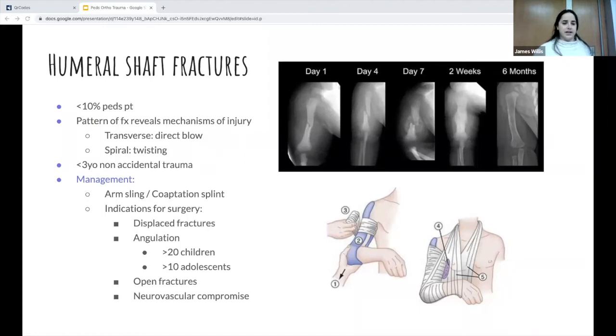Management will be an arm sling, or you can also do a coaptation splint, which is the one I'm showing down here. If it is displaced, has an angulation of more than 20 in children or more than 10 in adolescents, if it is open, or if there is neurovascular compromise, this needs to go for surgery. Okay, any questions here?